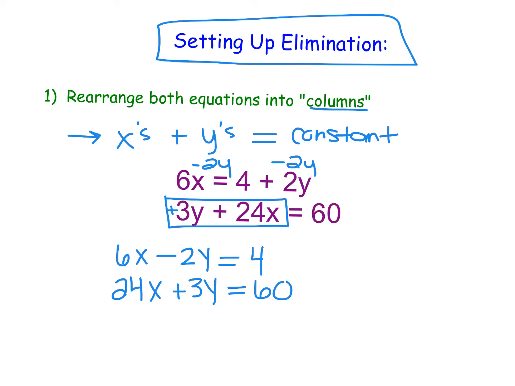So notice that these are now set up consistently. We have all of the x values first, the y values second, then I have my equal sign, and then I have my constant term. So we need to rearrange these into columns that align before we can even think about using elimination.